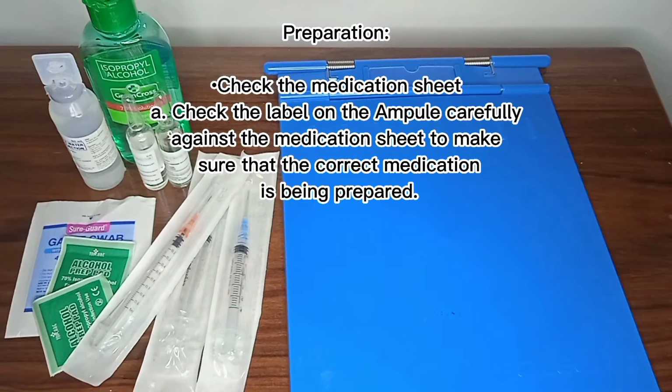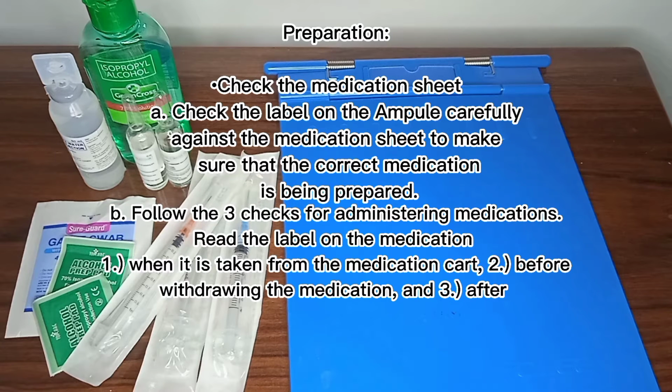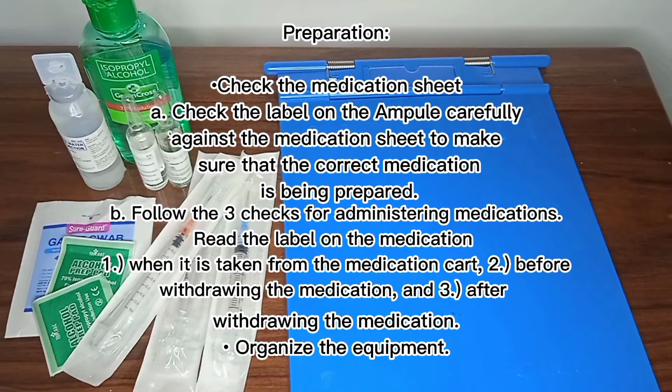In preparation, we must first check the medication sheet, check the label on the ampule carefully against the medication sheet to make sure that the correct medication is being prepared. Follow the 3 checks of administering medications. Read the label on the medication. First, when it is taken from the medication chart. Second, before withdrawing the medication. And third, after withdrawing the medication.